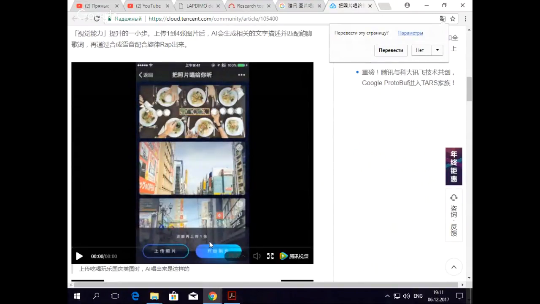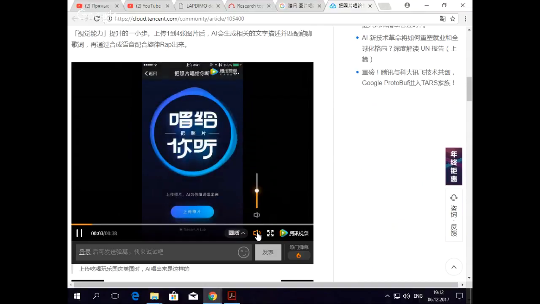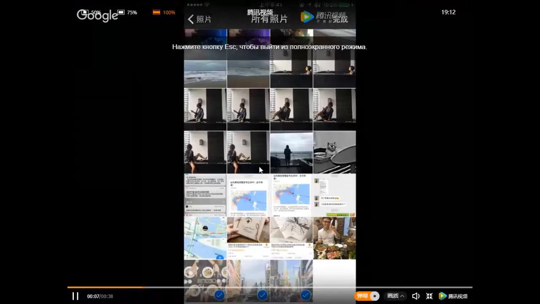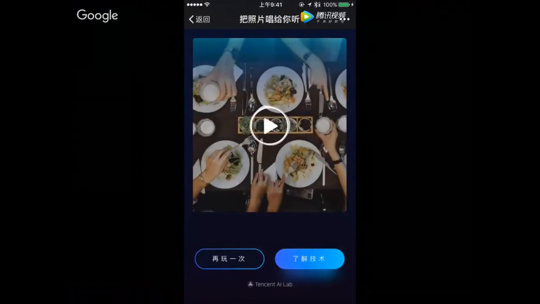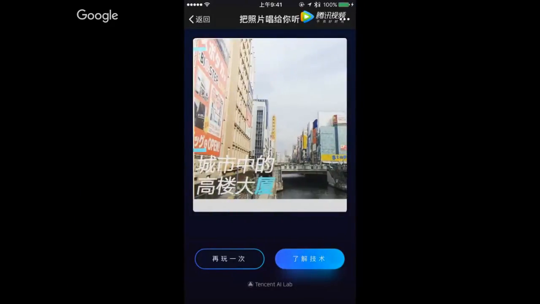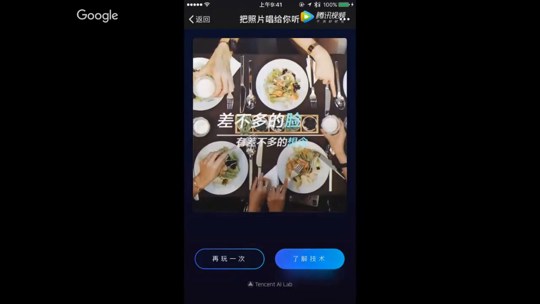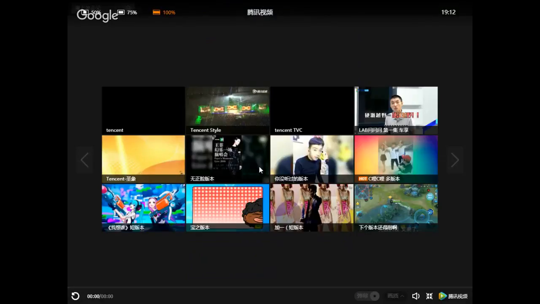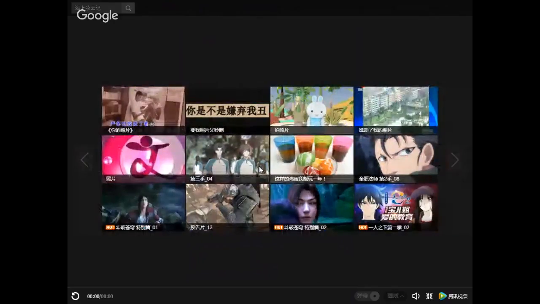This is the demo of Tencent. And they choose three pictures. In the picture. Fancy video.